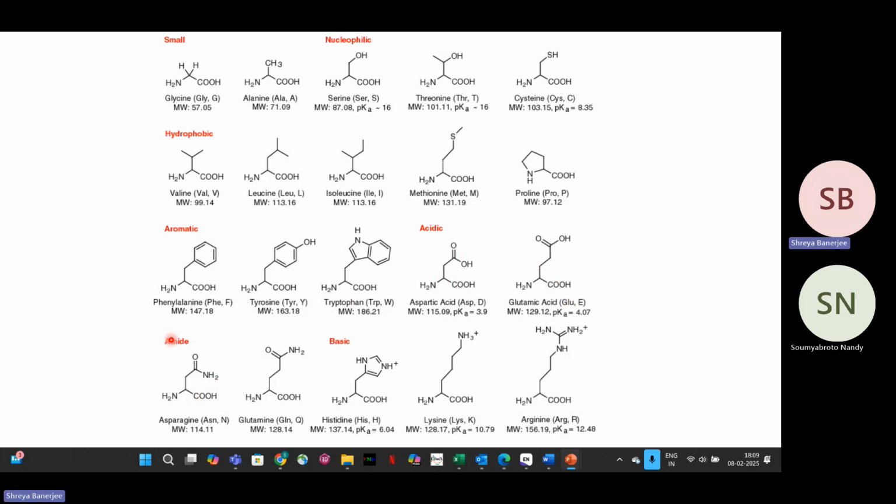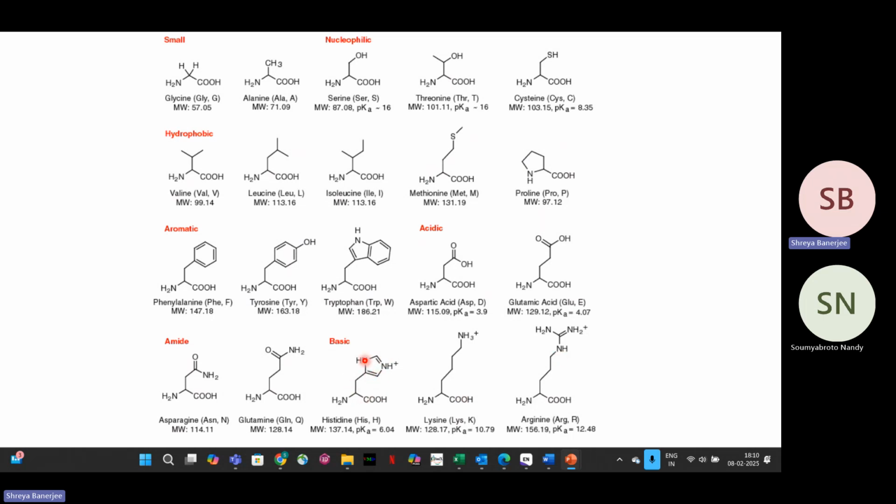There are two amide amino acids where the side chains are an amide. So in aspartic acid, if instead of COOH, you have CONH2, that forms asparagine. And in glutamic acid, if instead of COOH, you have CONH2, that is glutamine. So here, because the side chain has an amide group, these are the two amide amino acids. And finally, there are three basic amino acids.